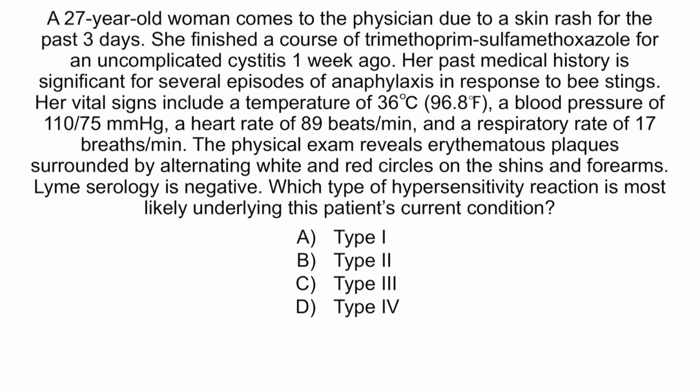Lyme serology is negative. Which type of hypersensitivity reaction is most likely underlying this patient's current condition? A, type 1, B, type 2, C, type 3, or D, type 4. This young woman presents with a skin rash for the past 3 days. Physical exam reveals erythematous plaques surrounded by alternating white and red circles on the shins and forearms. This is a classic description of a targetoid lesion, also known as bullseye rash.